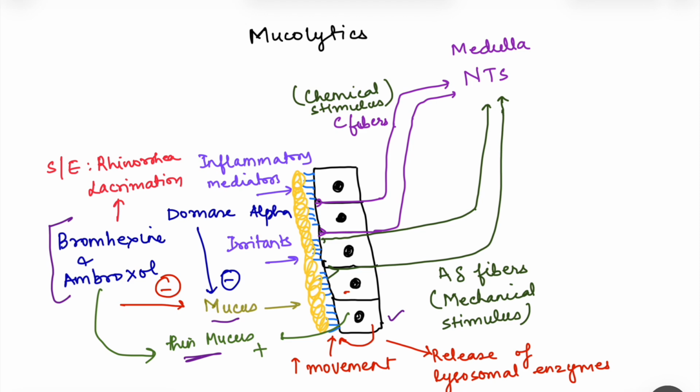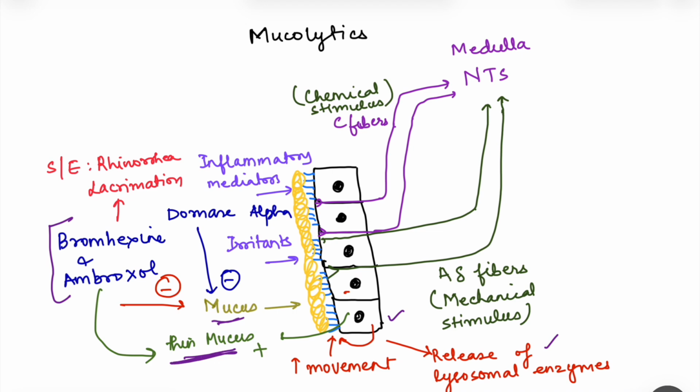Okay, so they break down mucus and secrete thin mucus, and these epithelial cells also release lysosomal enzymes, which in turn also cause the breakdown of the mucus. So there is direct breakdown of the mucus and indirect breakdown of the mucus because of the release of these lysosomal enzymes. Now, since bromhexine and ambroxol are causing release of the mucus, there is secretion of thin mucus.